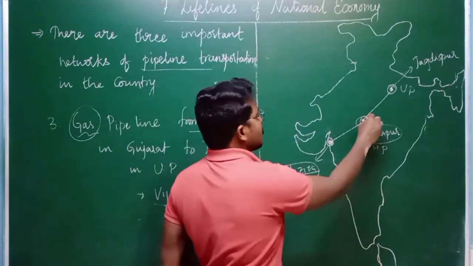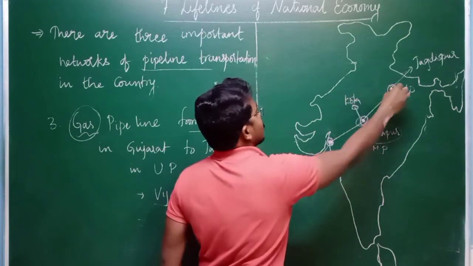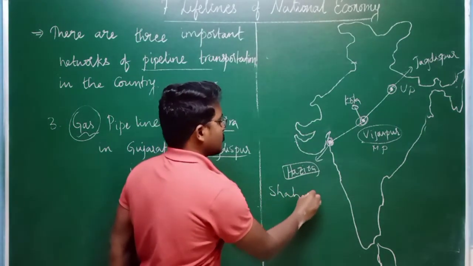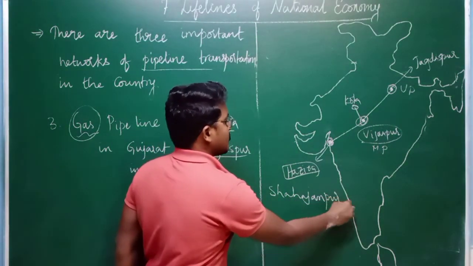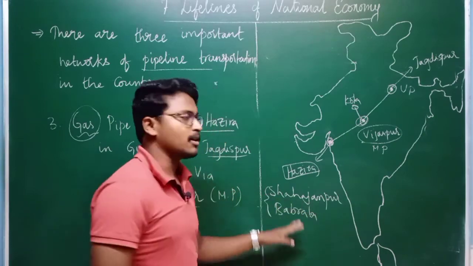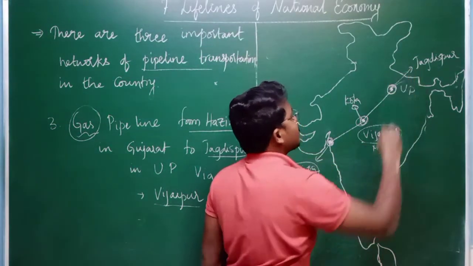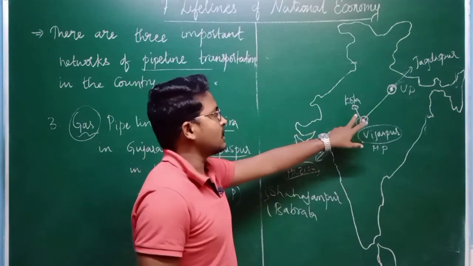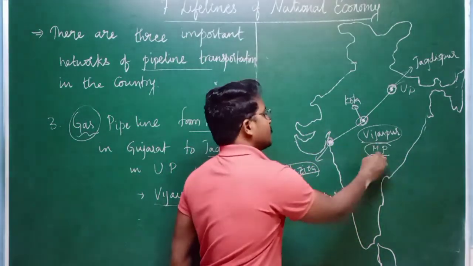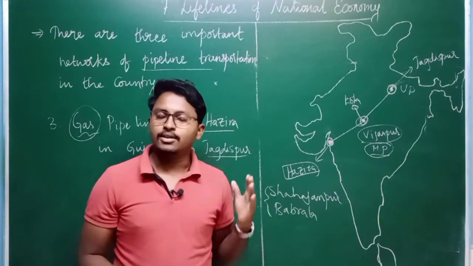From Vijaypur it also has a connection to a place known as Kota in Rajasthan, and from Jagdishpur it has connections to other places such as Shahjahanpur in Uttar Pradesh, as well as Babrala in Uttar Pradesh. Both Shahjahanpur and Babrala are located in Uttar Pradesh, where they connect from Jagdishpur. And Kota is connected from Vijaypur, which is located in Madhya Pradesh. With this we have completed the three important pipeline modes of transport.